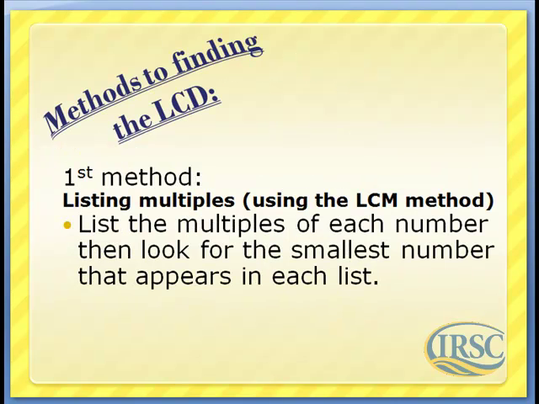Methods to finding the LCD. First method, list the multiples using the LCM method, least common multiple method. List the multiples of each number, then look for the smallest number that appears in each list. So let's look at some examples.